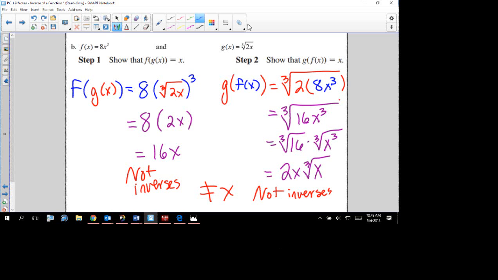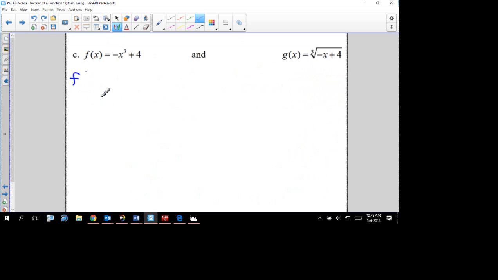And then I'll work through that last one. Again, we're just putting one equation in place of x in the other equation, in both cases. f of g of x. So wherever I see the x, I'm going to replace that with g of x. I put parentheses around where the x was.